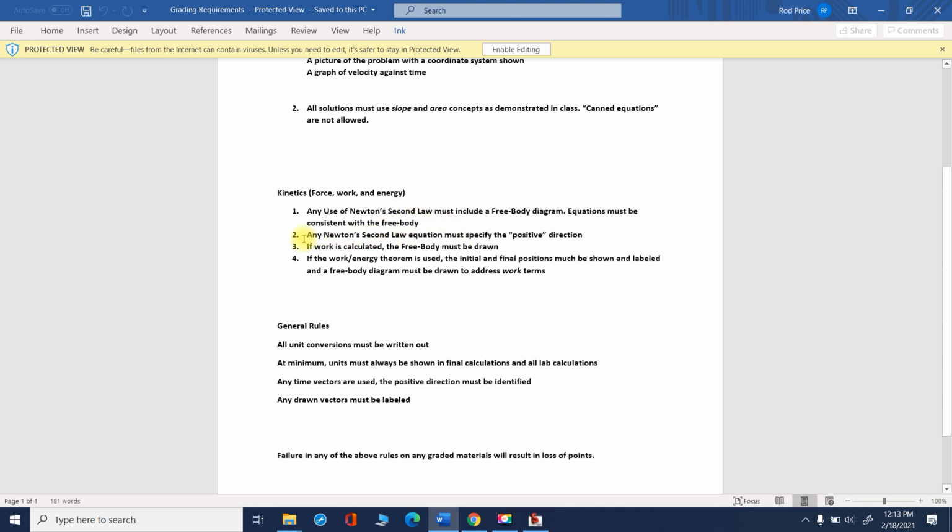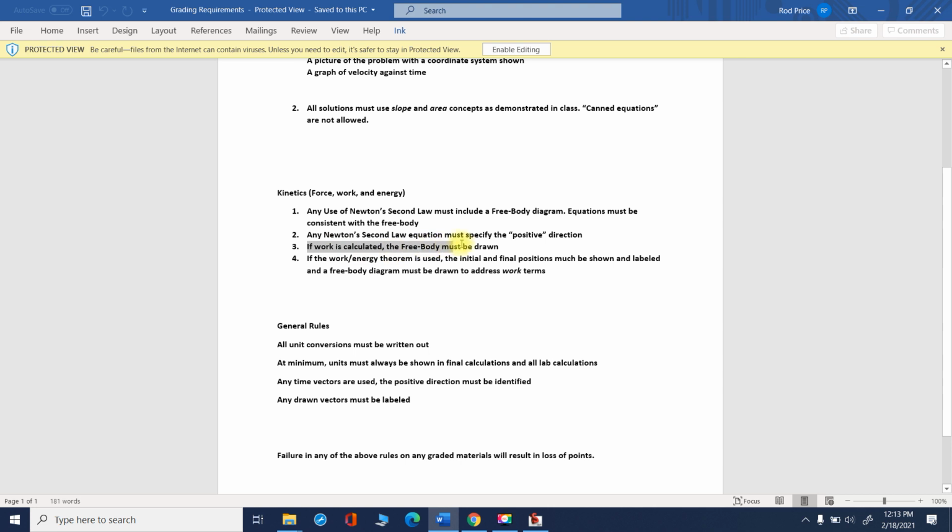Next thing here. Force is a vector quantity, so make sure you always define what the positive direction is, because remember from discussions that we've had, for vector quantities, until you define a direction, pluses and minuses don't have any meaning.